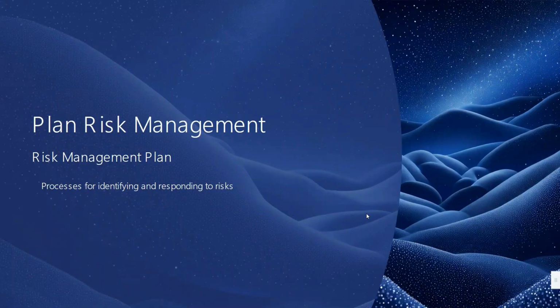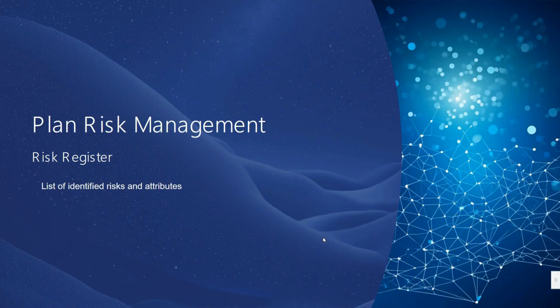After that, we will work on the plan risk management. Risk management ensures that risks are identified early, assessed for their potential impact, and planned for effectively. Under the plan risk management process, we will develop the risk management plan that describes the processes for identifying, assessing, and responding to risk. Then we will have the risk register. The risk register, you can say, is a list of all identified risks and their attributes.